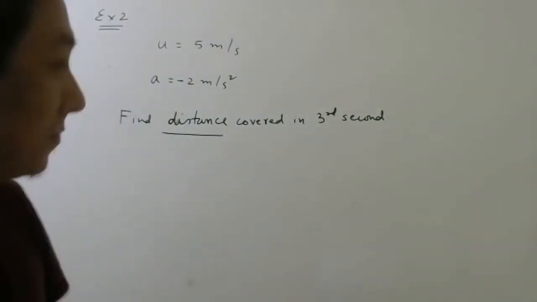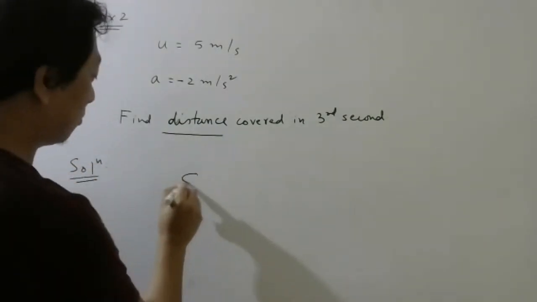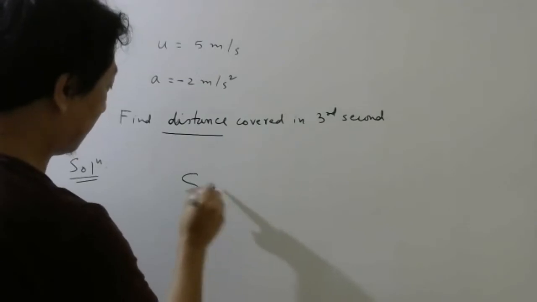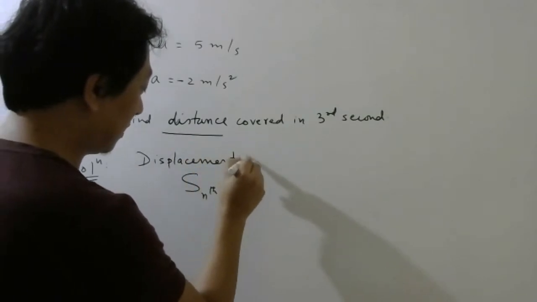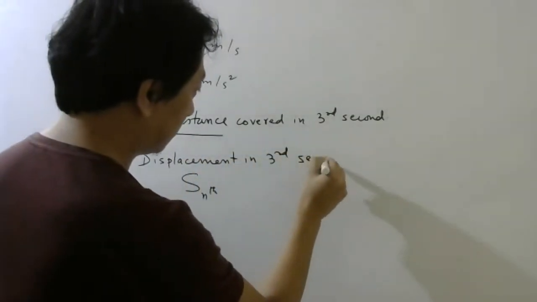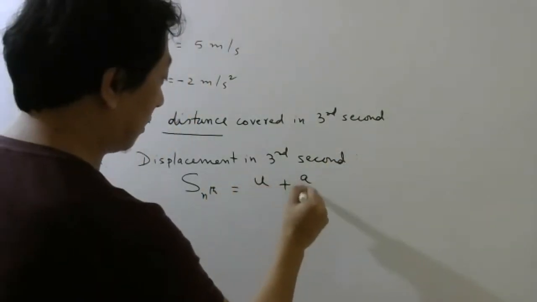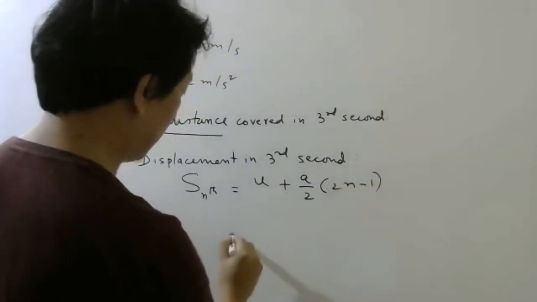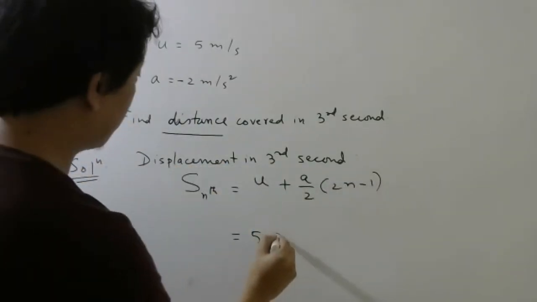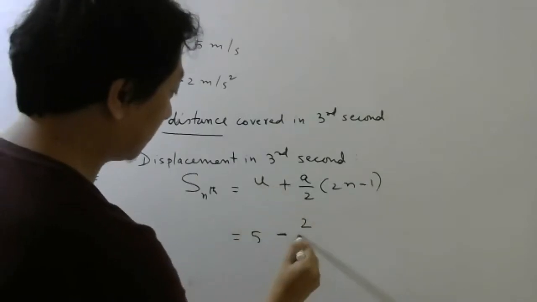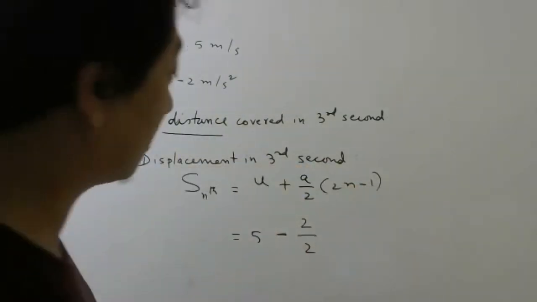This is very interesting. Look here. If you apply this formula, displacement in third second, then what will you get? What is the formula? U plus a by 2 into 2n minus 1. Initial velocity is positive 5, meaning this side is the velocity. Acceleration is minus 2, so this will become minus, no? Acceleration minus 2 means retardation, this side, because these two are in opposite direction.